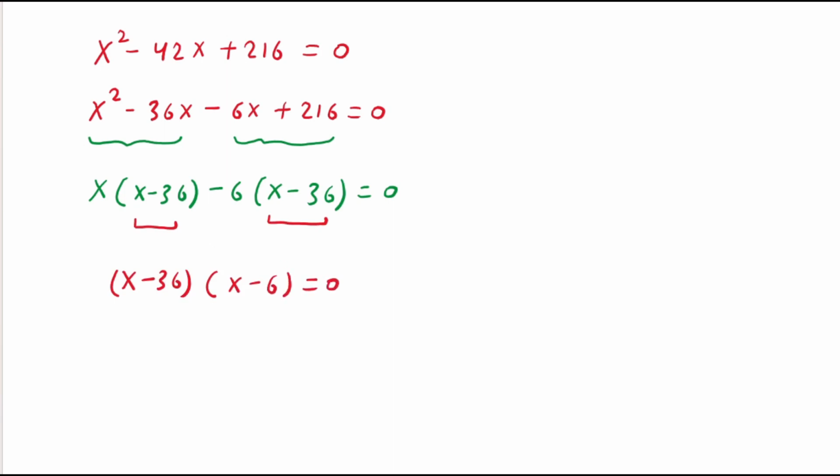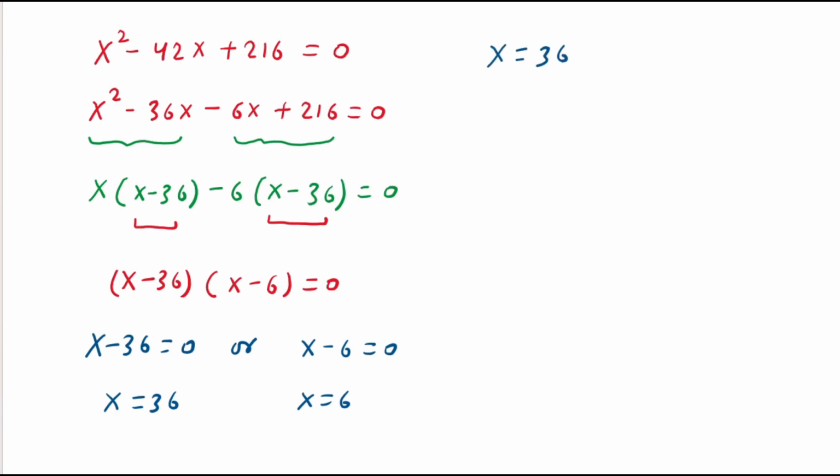Now the product of two algebraic expressions is 0, so we can say x - 36 = 0 or x - 6 = 0. Then the value of x is 36 and the value of x is 6. We have two possible values of x. The first value of x is 36 and the second value of x is 6.